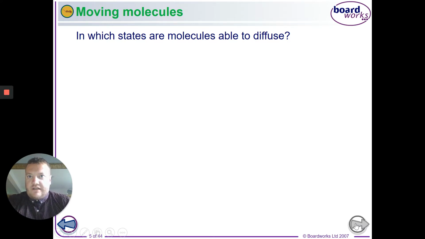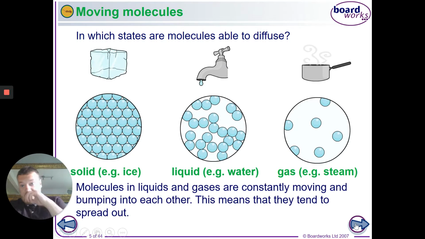So we'll look at it in a little bit more detail now, and think about where diffusion might occur. If you think about the 3 main states of matter, you've got solid, liquid, and gas. In order for diffusion to occur, you need particles that are able to move and bump into each other and spread out. Out of these 3 states, you're going to see diffusion occur in liquid and in gas. That's simply because in those 2 states the particles are able to move, whereas in a solid, the particles are in fixed position, they're not able to move, therefore they're not able to spread out, and therefore diffusion can't occur.